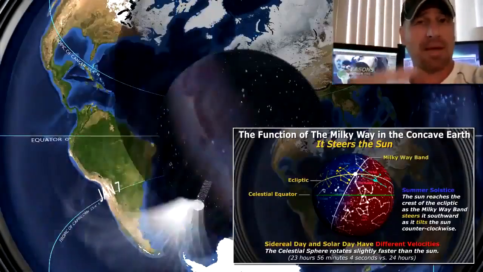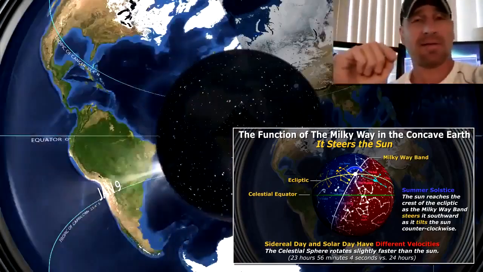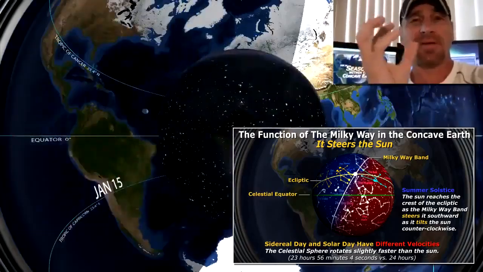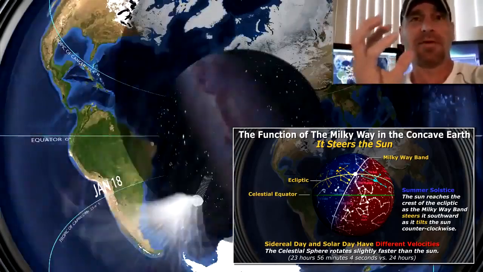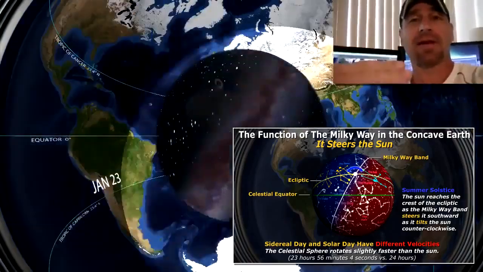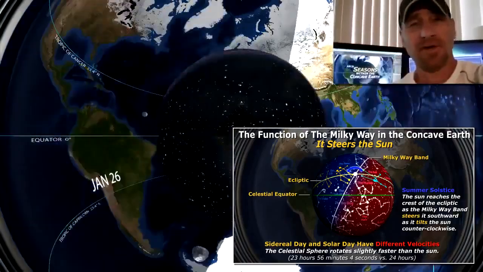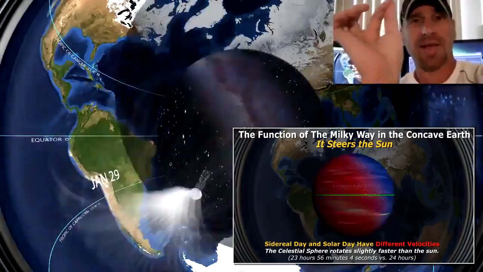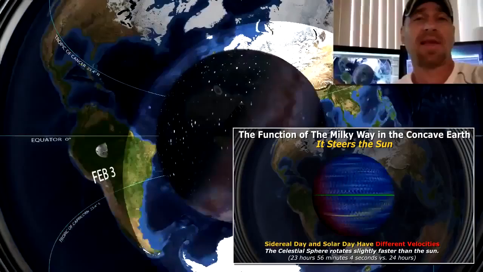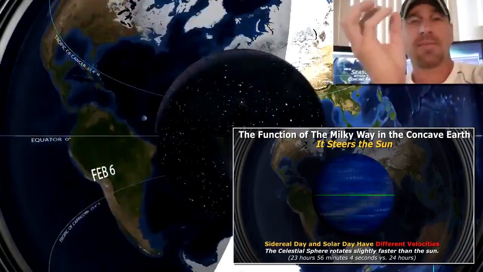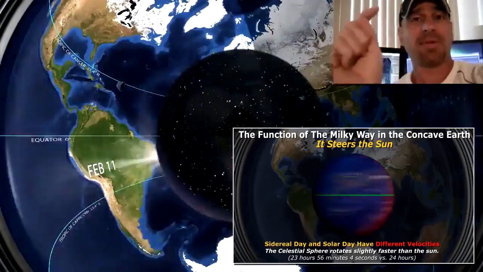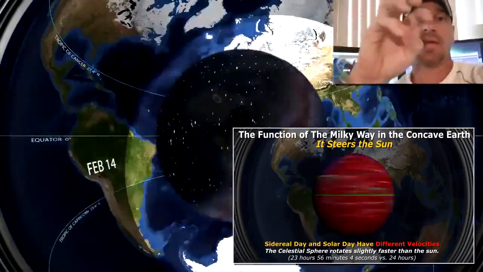The Milky Way band, it's a band, it's not a spiral galaxy. It's actually a literal band that separates the celestial sphere into two different hemispheres, two different magnetically influenced hemispheres that actually steer the sun. So the Milky Way band has a function. So when the sun crosses that galactic plane every 6 months, it's also exhibited by the Ulysses satellite. They show that every 6 months the sun is oscillating back and forth. So when it crosses that plane, it steers the sun in the other direction.